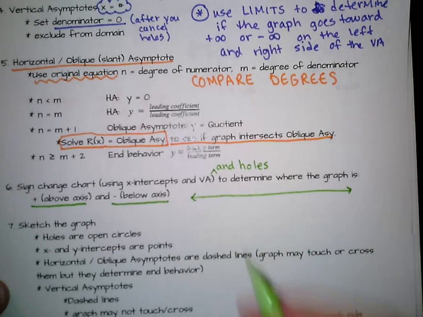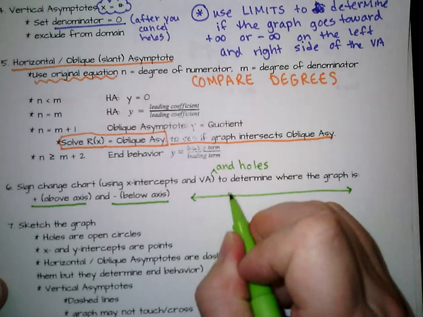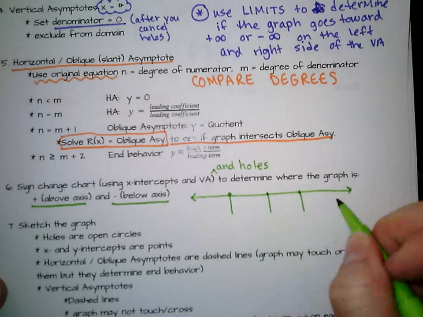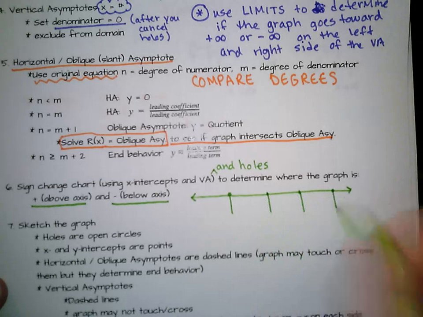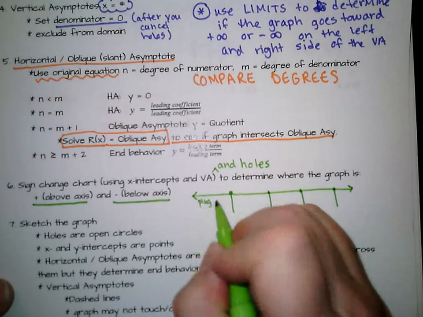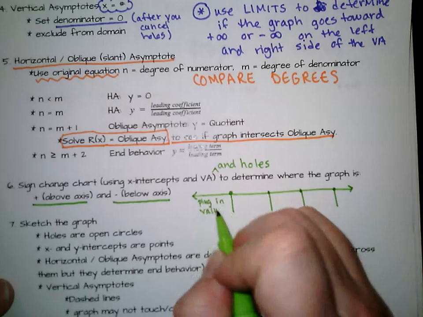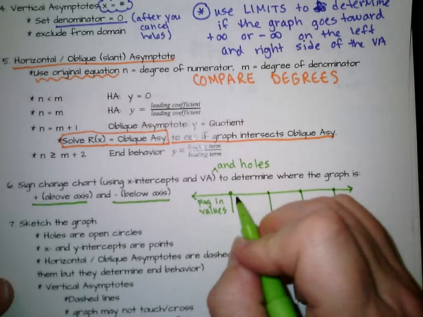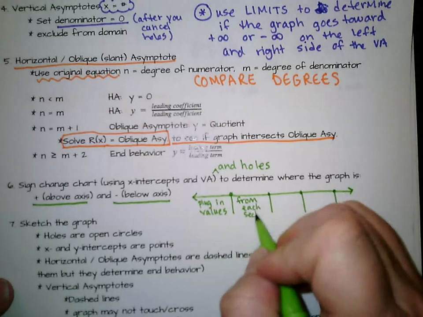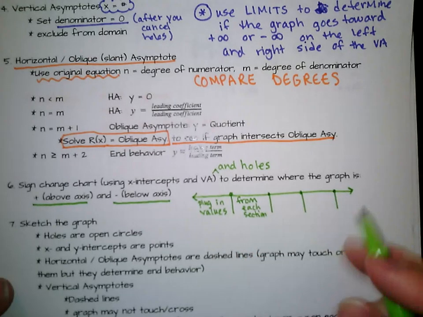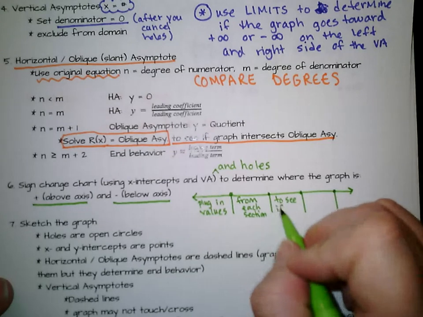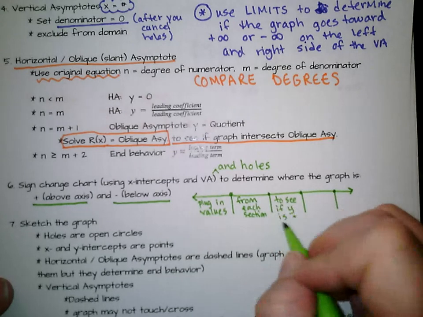We're going to plug in values in each of the sections to see if our output is positive or negative. So you want to plug in values from each section to see if y is positive or negative.